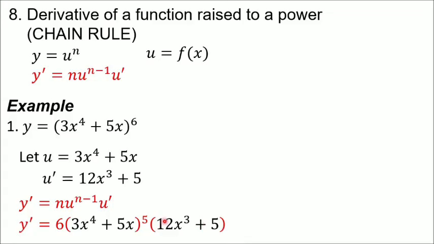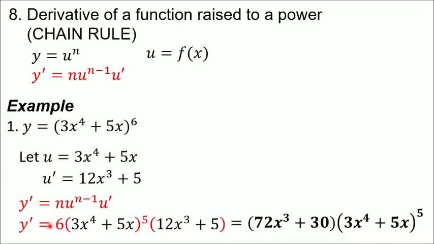In simplifying, huwag na natin i-expand itong raised to the 5. Mahaba masyado yan. Kung ito na lang, no? We multiply this 6 dito sa 12x cubed plus 5. Magiging 6 times 12 is 72x to the 3, 6 times 5 is 30. This quantity times yung 3x to the 4 plus 5x raised to the power of 5. Okay, this is our final answer. We don't have to expand this kasi mahaba na masyado yan, raised to the 5. So this is in simplified form.